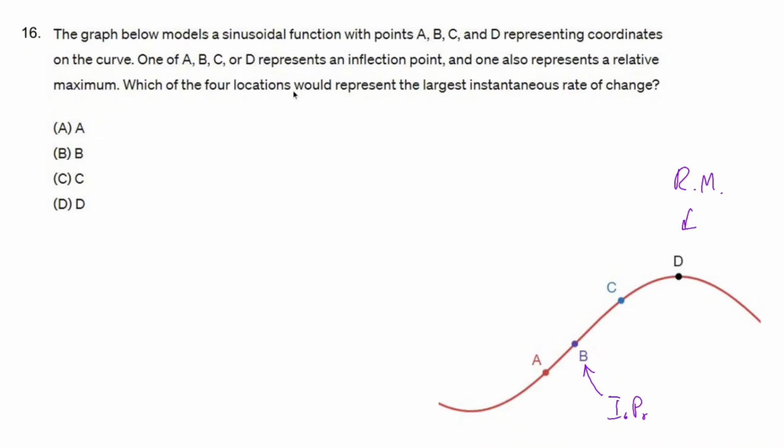Which of the 4 locations would represent the largest instantaneous rate of change? What the heck does instantaneous rate of change mean? That means slope at a point. The best way to describe this is make believe that you're riding on a roller coaster, and at which one of these points are you going to be the steepest? Okay, the steepest positive instantaneous rate of change.